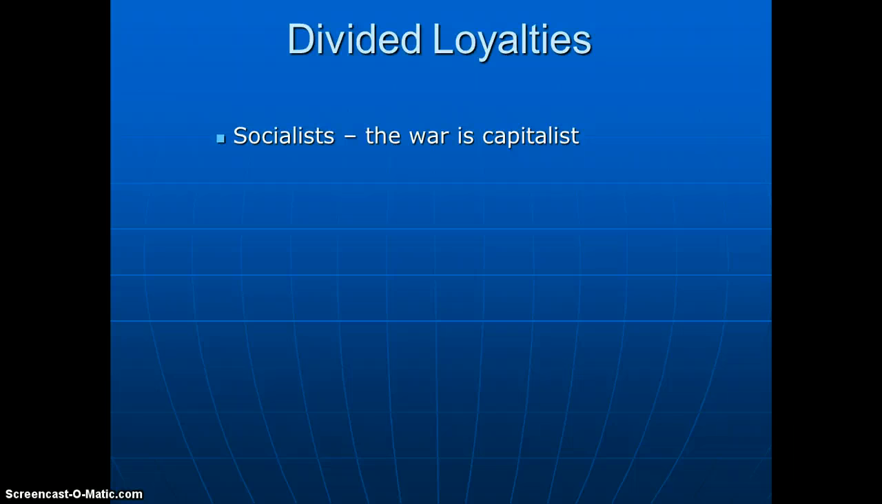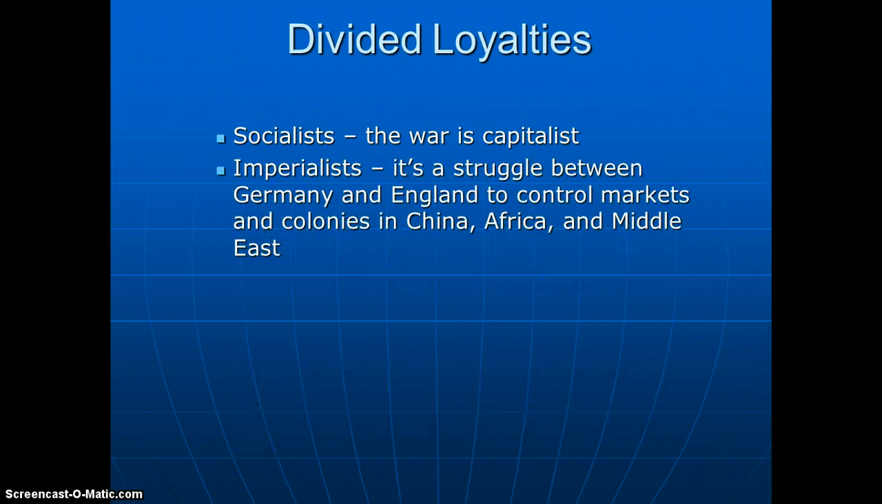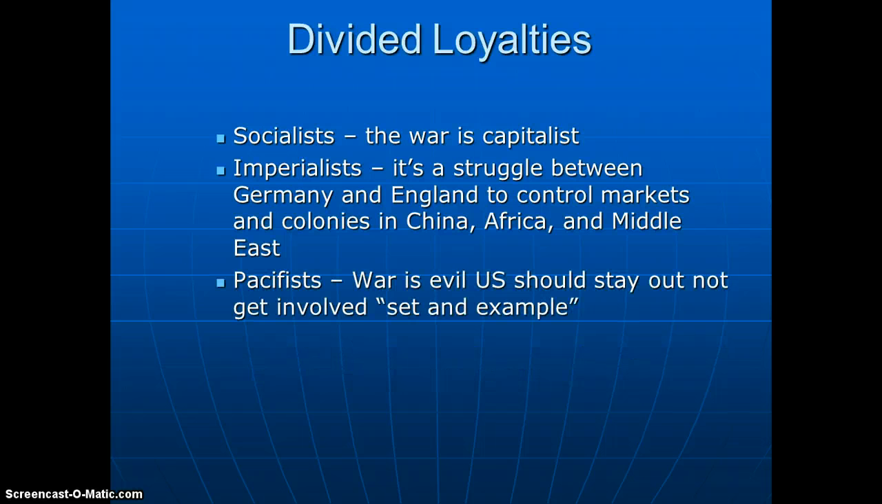In the United States, we saw many different groups and beliefs on the role in the war. So we had a huge divide. On one side, you had the socialists who thought the war was a capitalist and imperialist struggle between Germany and England over markets and colonies in China and Africa and the Middle East. Then you had a group of imperialists who just thought that this was about dominating and taking new lands. Then we have the pacifists who looked at war as an evil and we need to stay out, not get involved, and we need to set an example.